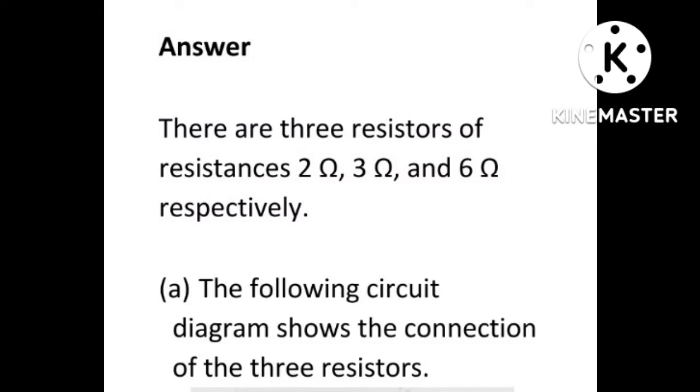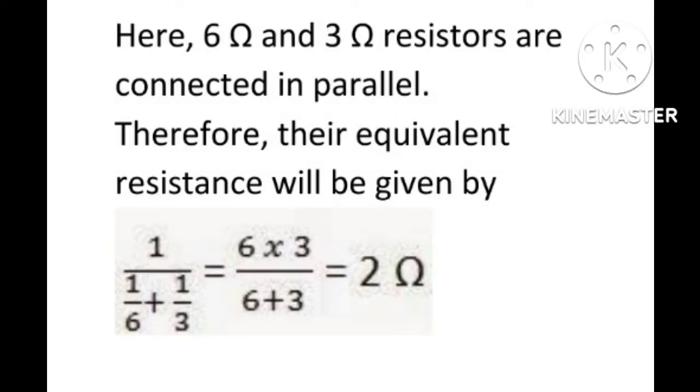Suppose we are connecting the 3 ohm and 6 ohm in parallel. So how can we calculate the effective resistance? If we connect in parallel, that is 6 ohm and 3 ohm, we can calculate the effective resistance by using R1R2 divided by R1 plus R2, that is 6 into 3 divided by 6 plus 3, that will be 2 ohm. Okay. Suppose we are connecting the other 2 ohm with this effective resistance 2 ohm, then how can we calculate the effective value? That will be R1 plus R2, that is 2 ohm plus 2 ohm, then we will get 4 ohm, right?